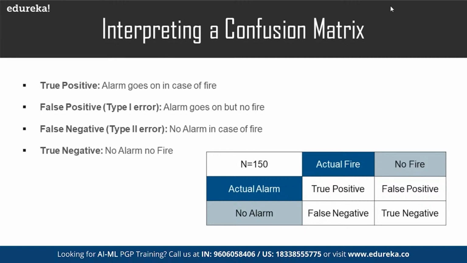And again, true negative: no alarm, no fire, so again no problem. So true positive and true negative, of course. This is how we make a confusion matrix. Here, n is nothing but the number of samples. How many data samples do we have here?